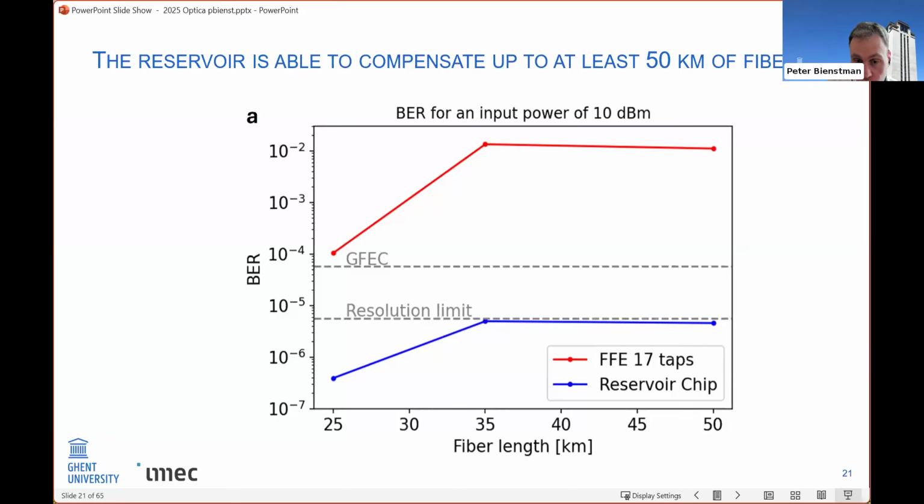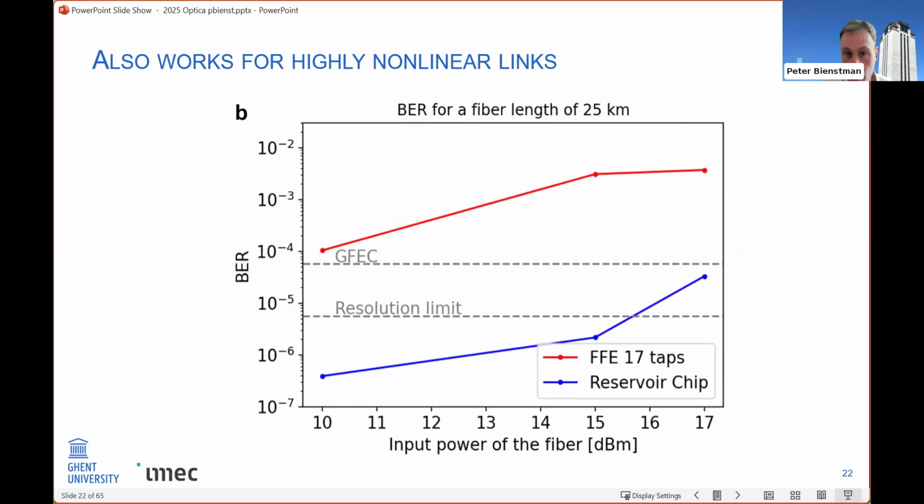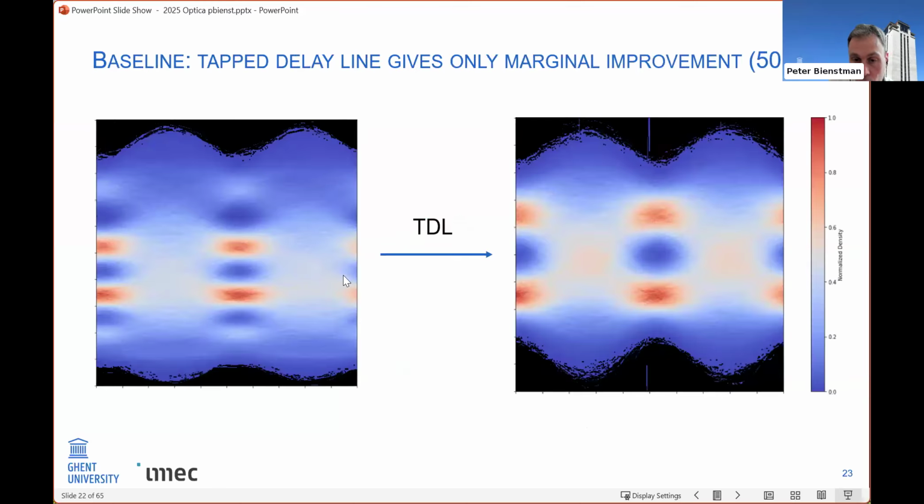This was for a given input power and varying the fiber length. You can also have a fixed fiber length and then crank up the input power to really hit this nonlinear regime. And then indeed you see that it becomes more complicated. The bit error rate goes up for high input powers. This is a very nonlinear regime, but you still stay below this FEC limit. So that's good news. To visualize this in a different way, this is the eye diagram without any post-processing.